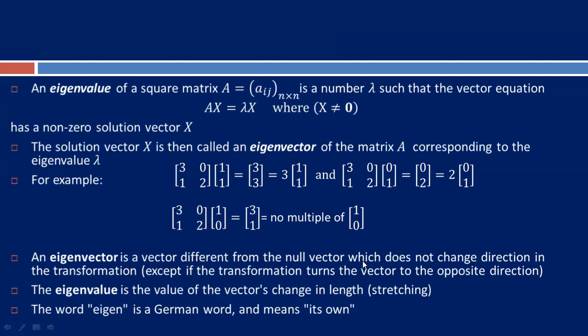It is different from the null vector, which does not change the direction in the transformation. Transform means shifting one frame of reference to another, except if the transformation turns the vector to the opposite direction. The eigenvalue is the value of the vector's change in length. So the eigenvalue is the value of change.